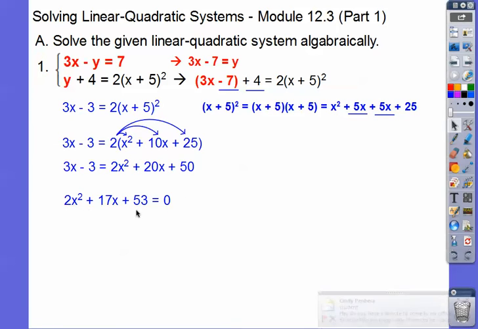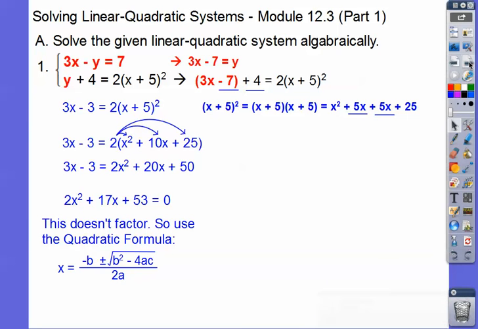And then we try to factor that right there. Well, that doesn't factor very well. In fact, it doesn't factor at all. So I'm going to go ahead and use the quadratic formula right there. Okay, so here is A, here is B, here is C right there.